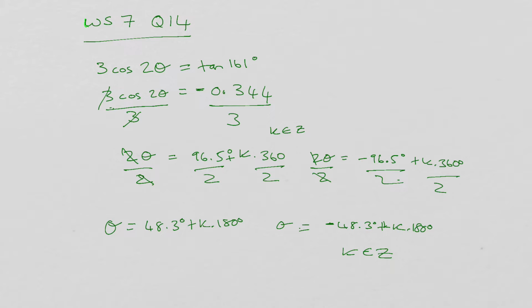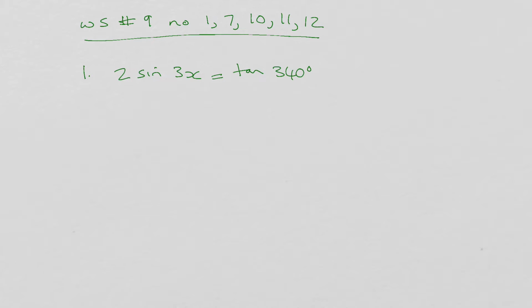So that is not a hard question. Tan 161 is just a number. The other one I was asked to do is exactly the same. Tan 340 is just a number. So again, you're going to just go tan 340 and end up with negative 0.364, rounded to 3 significant figures.